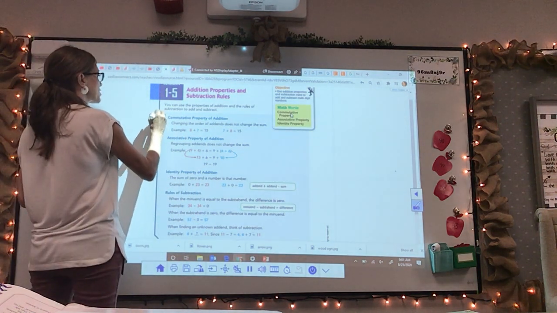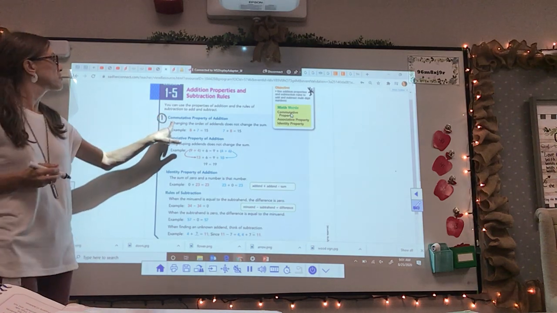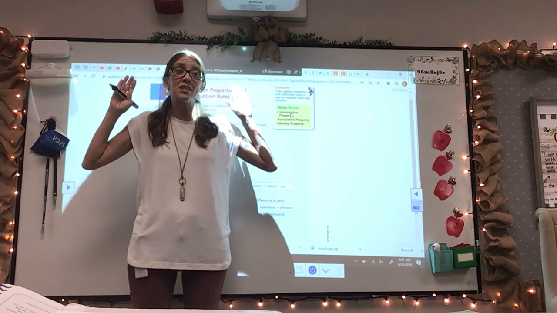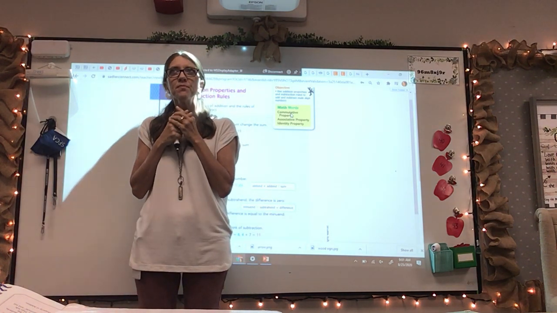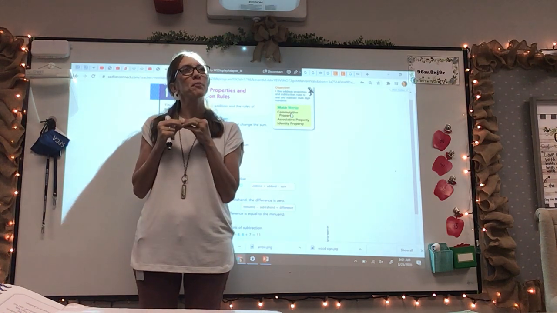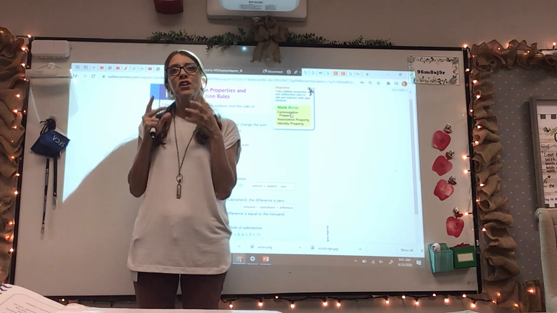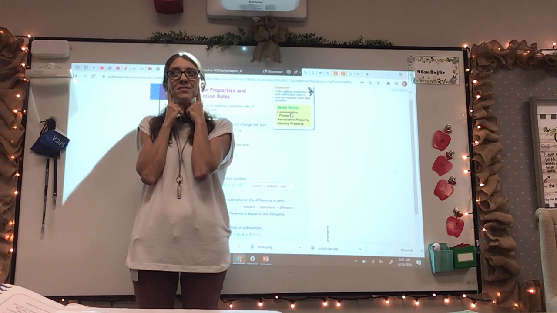This is our first addition property. It is called the commutative property of addition. I'm going to stand in front of you because I don't want you to see what it is, because I want you to think for a second. Commutative property of addition. It's kind of a rule. What word do you hear when you hear the word commutative?